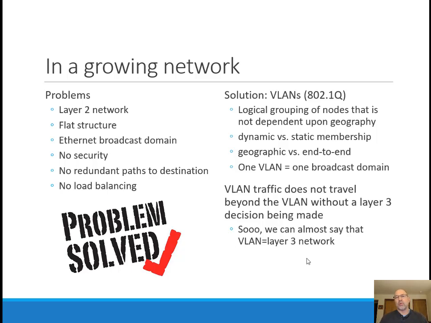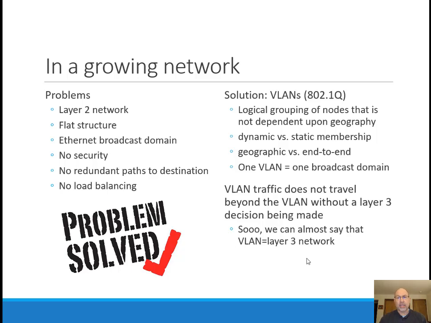On a layer 2 network, it's also difficult to separate out nodes based on security or quality of service or anything like that. We also know that spanning tree will kill off all of our redundant links, and so that means that we don't have any load balancing, we don't have any redundancy.